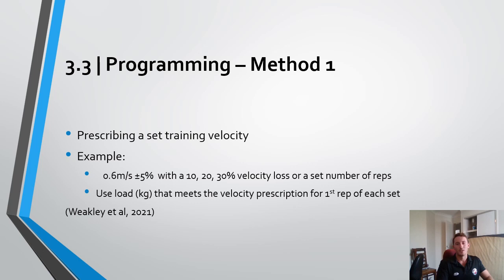The use of velocity-based training within programming can utilize the same periodization technique chosen by the practitioner, and there isn't much change in the method of programming periodization. Weakley et al. in 2021 provides details on 2 methods of programming with velocity-based training. The first way is to prescribe a set training velocity. So the athlete trains within a specific bandwidth such as 0.6 meters per second with a 5% buffer, with whatever load meets the given velocity. A velocity loss threshold or a set number of repetitions can be used.